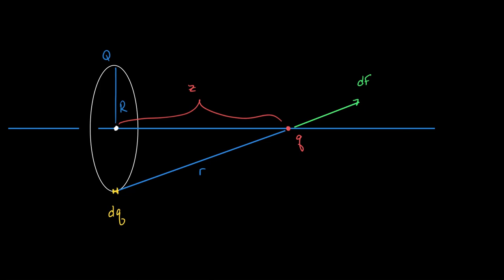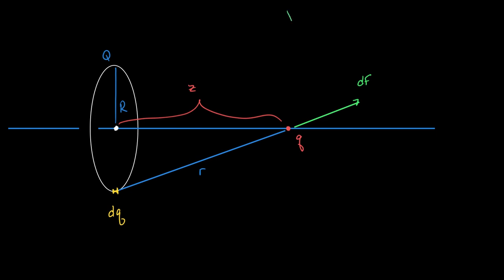So I want to say simply, we have a ring of charge. We are a perpendicular distance z away from the center of the ring. I want you to take the ring of charge, which has charge q and radius r, and treat this as if it's got a linear charge density, and find an expression for lambda, the linear charge density of the ring.